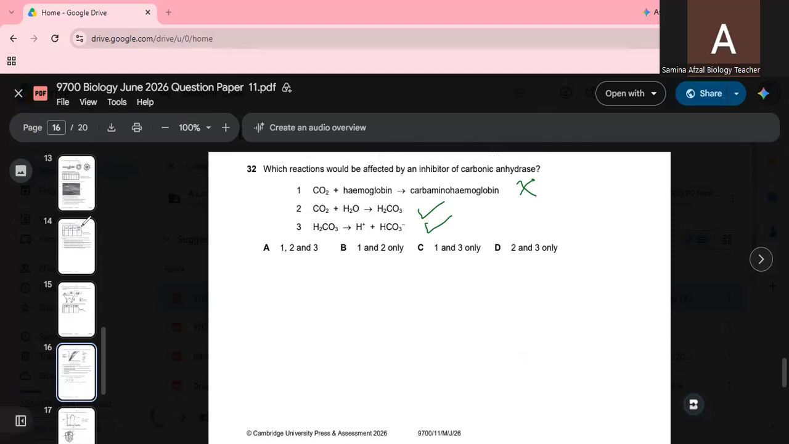So carbonic acid dissociates spontaneously into hydrogen ions and hydrogen carbonate ions without requiring an enzyme. So since 2 and 3 are the correct equations, according to this, D is the right answer. C is not correct.